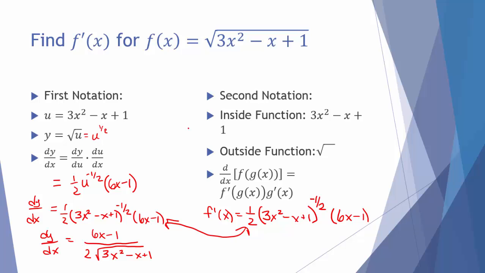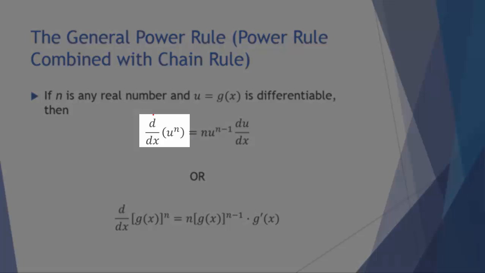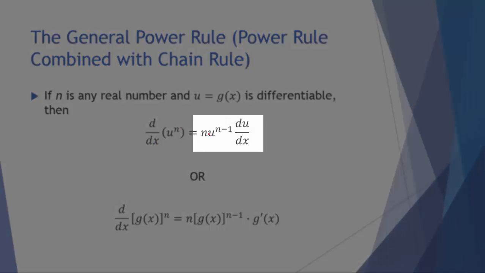So when we combine the chain rule with the power rule, what we get is the general power rule. It tells us that if n is any real number and u equals g of x is differentiable, then when you go to take the derivative with respect to x of u to the n, here comes the power rule. You drop the n down as a coefficient. You don't touch that inside function. You leave it just u the way it is, raise it to the new power, which is exactly 1 less than the original power, and then multiply times the derivative of the inside function.